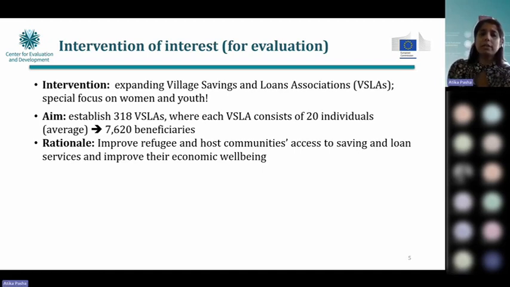And the aim was to establish 318 VSLAs and acquire a group of 20 individuals to be part of each VSLA, implying about 7,620 beneficiaries. Again, there is a much larger other component to this program, and I'm only focusing on explaining the impact or the role of VSLAs in the program. The rationale here still being that if you improve the access to savings and loan services for refugees and host communities, you end up improving their economic well-being and empower them economically.